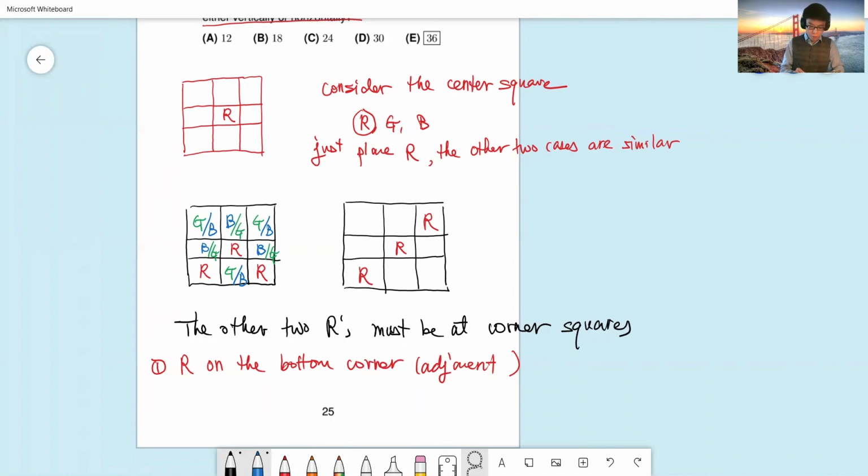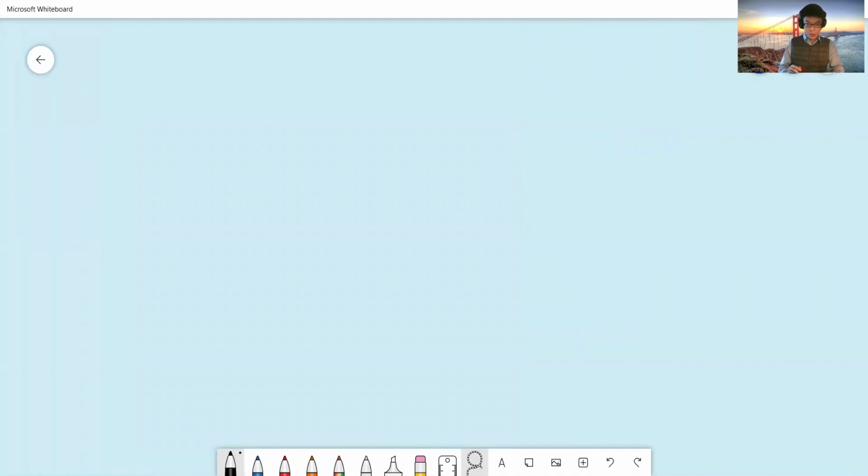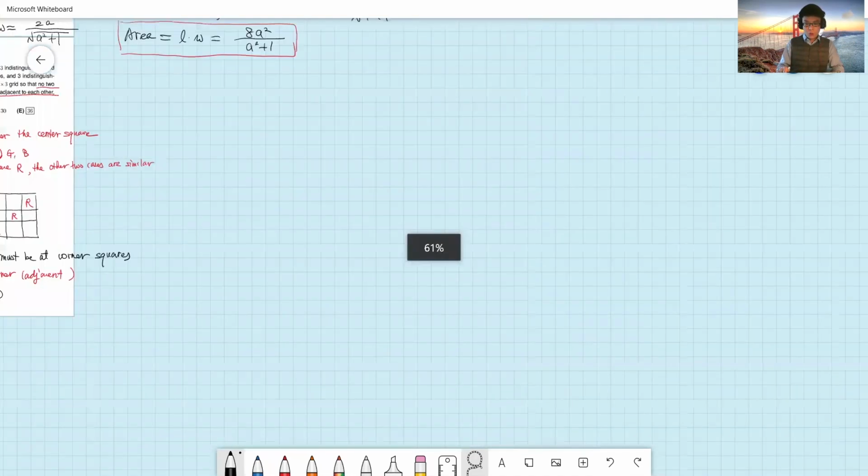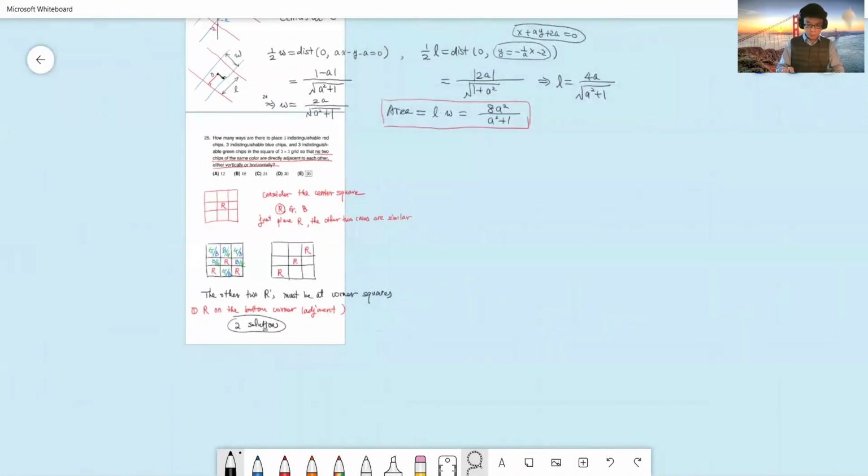So in this case, we have 2 solutions. And we remember this R could be on the bottom corner, on the right adjacent corner, on the top adjacent corner, or on the left adjacent corner. There are 4 cases to place these 2 R's. So totally we have 2 times 4.